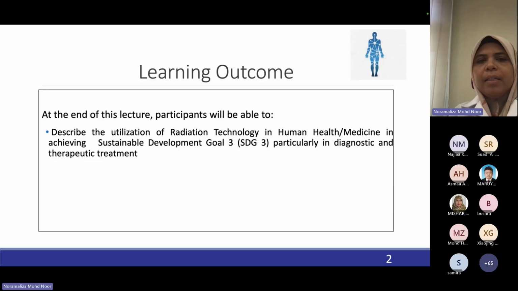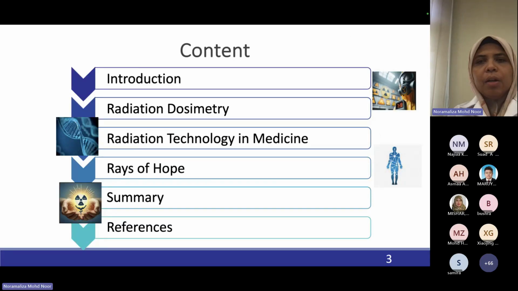So at the end of this lecture, I hope all the participants will be able to describe the utilizations of radiation technology in human health or in medicine in achieving Sustainable Development Goal 3, SDG 3, particularly in diagnostic and therapeutic treatment. So this is the content of my lecture today. Firstly, I will give a brief introduction, a bit on radiation dosimetry, radiation technology in medicine, ray of hope, summary, and some references.